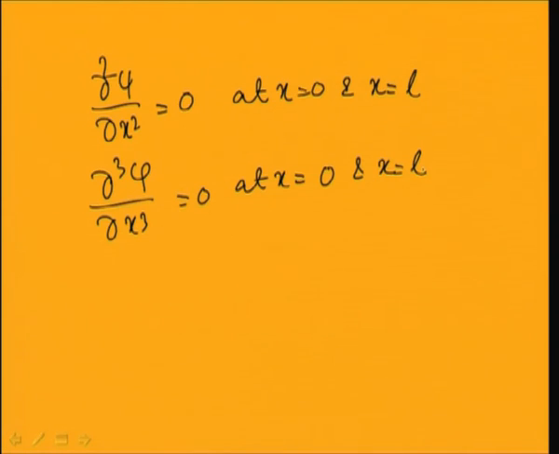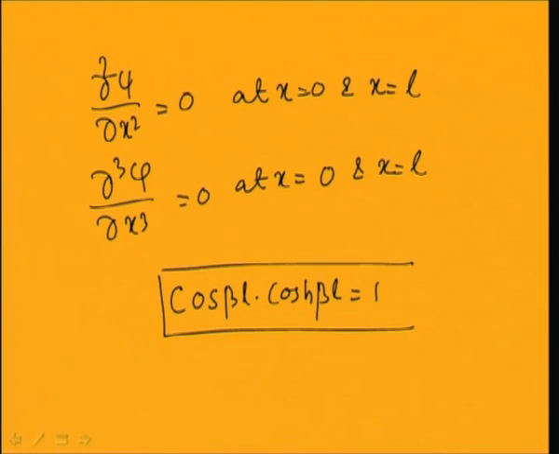Proceeding in a similar way, you will find the frequency expression. The frequency expression will be the same as that of the fixed beam. In this case, the frequency equation will be cos beta L into cos hyperbolic beta L equal to 1. So the fixed case and this case have the same frequency equation, but the mode shapes will be different.